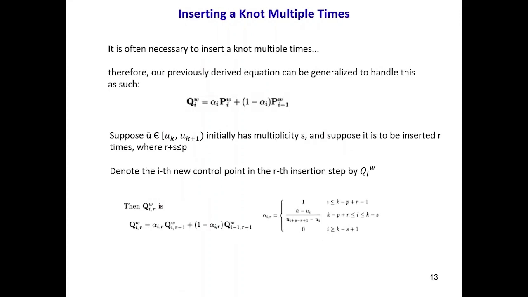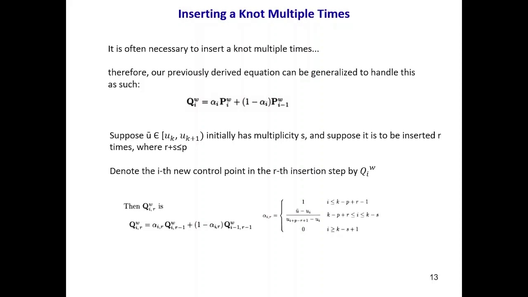Oftentimes we will need to insert multiple knots, not just a single knot. So what are we supposed to do for that? We had a previous derivative equation like this: q_i^w equals alpha_i p_i^w plus 1 minus alpha_i p_{i-1}^w. Suppose this new knot lies between u_k and u_{k+1}, initially has multiplicity s, and is to be inserted r times, where r plus s is less than or equal to p.